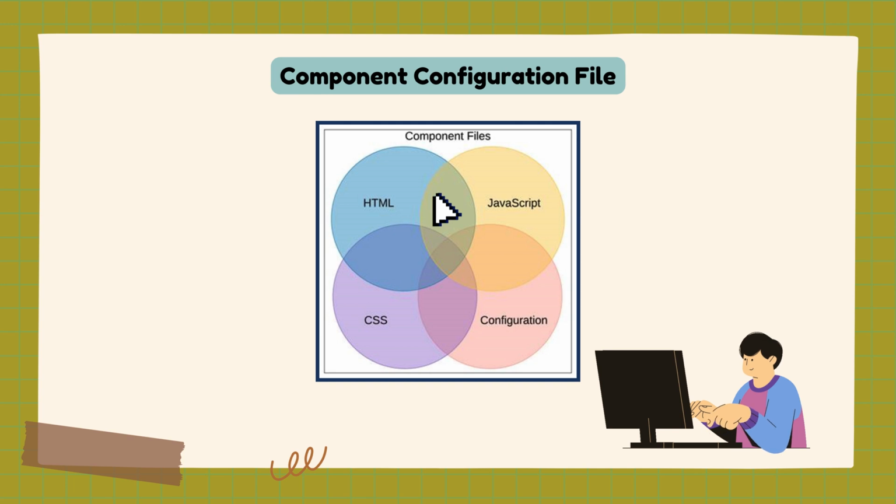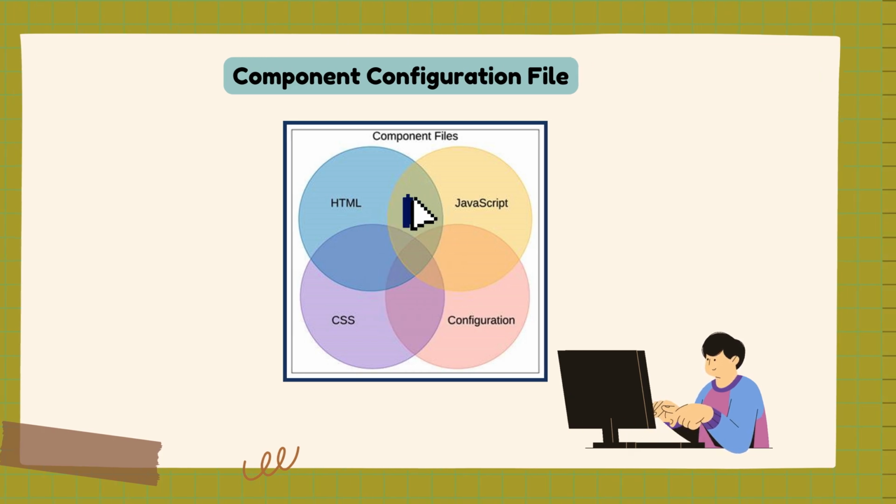A critical file we haven't explored yet is the component configuration file, denoted by the .js-meta.xml extension. This file serves as metadata for Salesforce, particularly providing design configuration for components intended for use in Lightning App Builder.